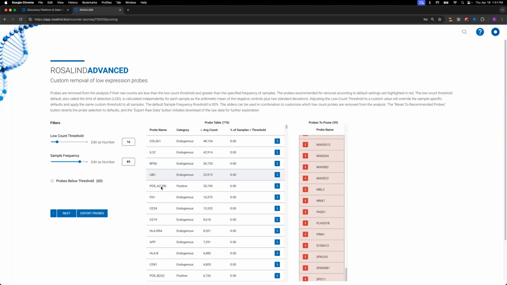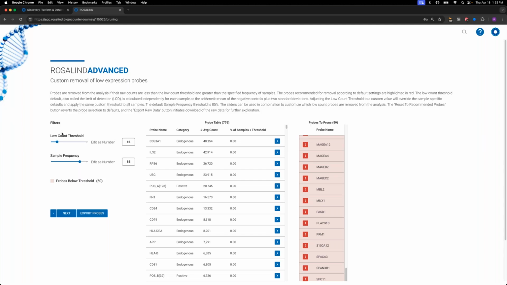So the very first time you come to this page, let's say you're setting up your new experiment, this value is going to be set. And it's going to represent a specific limit of detection for each individual sample. So your limit of detection, your low count threshold, is going to be unique and independent for each sample. That's what happens the very first time you come to this page, and that's the default. Those are those sample-specific calculations I showed in Excel.